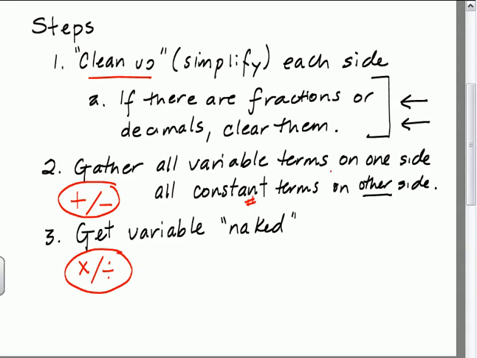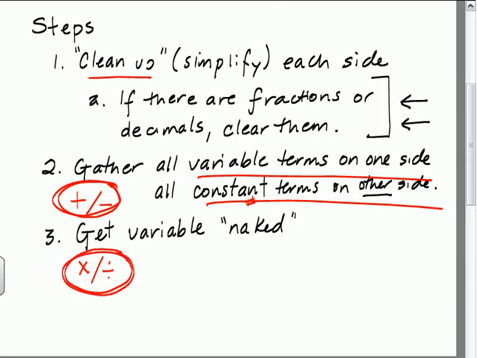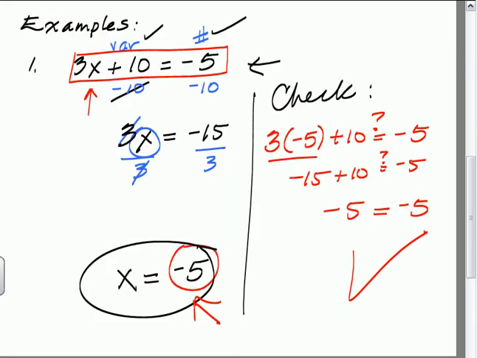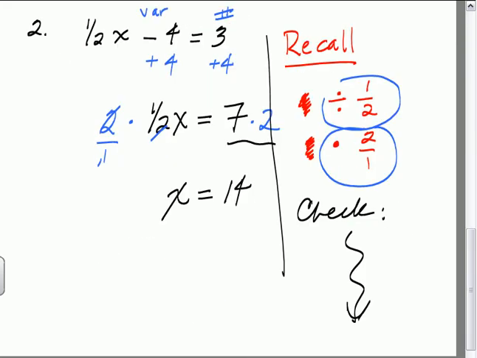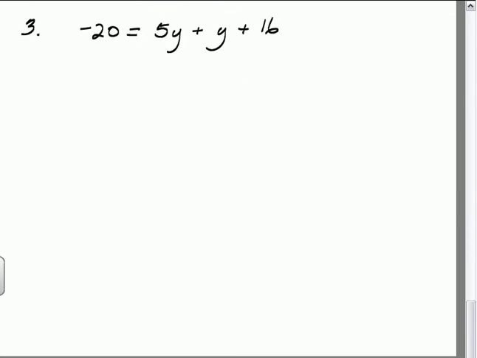We get all the variable terms on one side, constant terms are on the other, and recall, in order to do that, we're going to be using addition and subtraction, and you want to get your variable naked, nothing in front, nothing around it. And to do that, we will be using multiplication and division. So recall, we did this example, another example, and we're ready to do a third example.